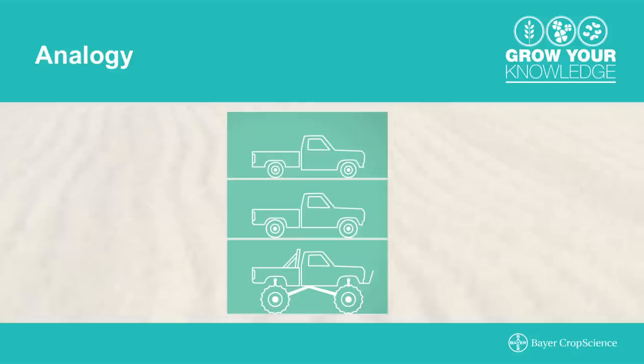So much like adding four-wheel drive on top of good winter tires is going to give you the best winter driving possible, adding a fungicide on top of wheat genetics with good Fusarium resistance is going to be your best strategy possible for managing Fusarium head blight.